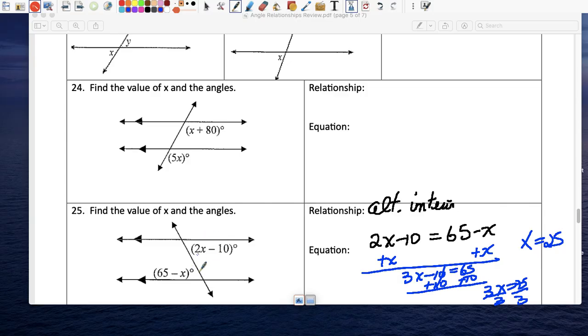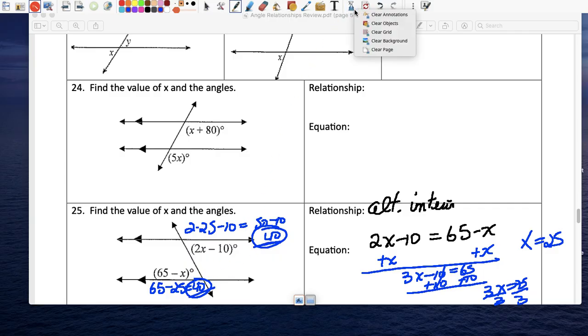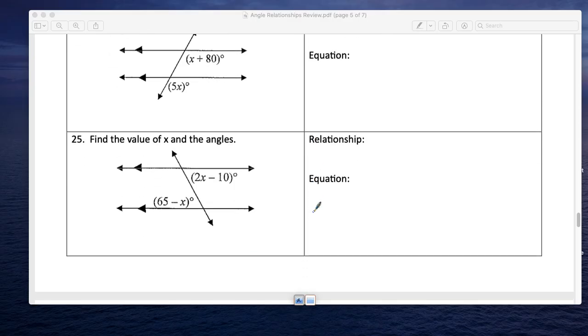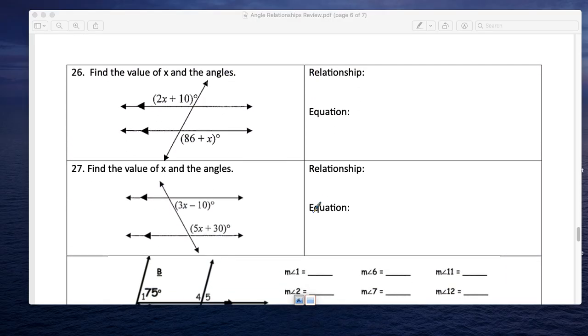Come here and substitute. So we get 65 minus 25, which makes this 40. And hopefully the other side will be 40. So 2x minus 10, or 2 times 25 minus 10, which is 50 minus 10, and it's 40. So look, they are congruent, same value, same angles. Why? Because they're alternate interior. Are we done? No? There's more? Oh no. Okay.